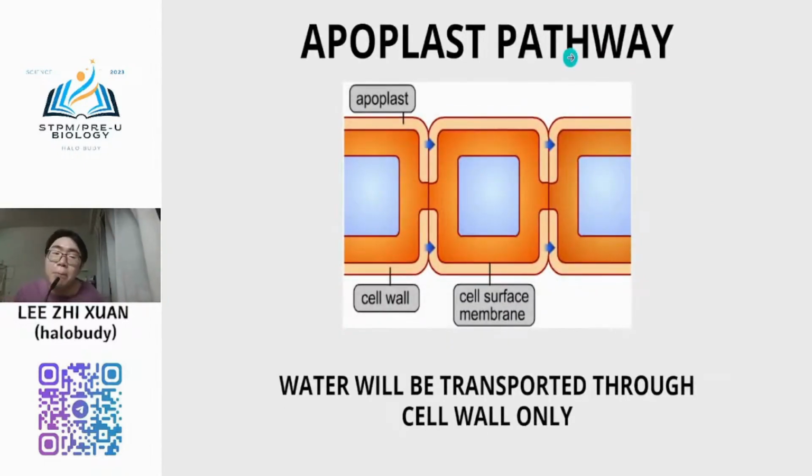The last one is the apoplast pathway. This pathway is very special because the water molecule will pass through the cell wall only, meaning it will not pass through the cytoplasm and also not through the vacuole. You see in this diagram, the water molecule passes through the cell wall. It will not enter inside the plant cell. It will only flow through the cell wall.